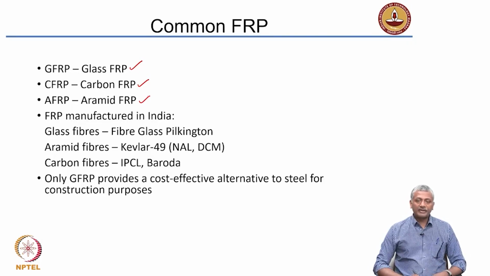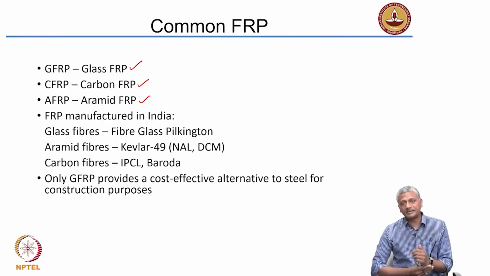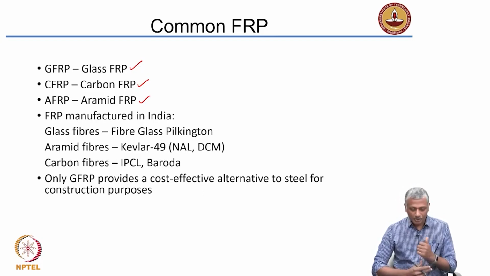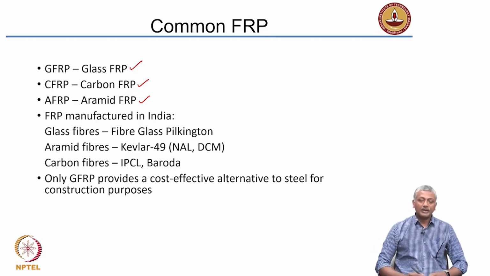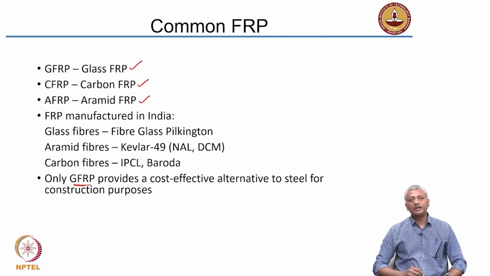There are several fiber manufacturers or fiber reinforced plastic manufacturers in India, but you will see later when we talk about the applications that instead of using it as a reinforcing, fiber reinforced plastic is often used for repairing and strengthening concrete structures. I will talk about that in just a minute, okay? So, as I said, carbon fibers and aramid fibers are very expensive, because of which only glass fiber reinforced plastic can provide a cost effective alternative to steel reinforcement for construction purposes.